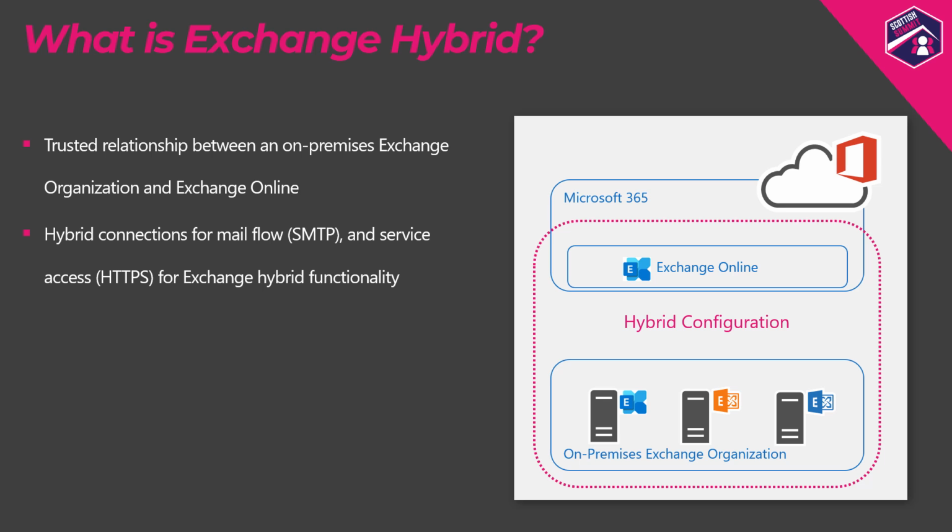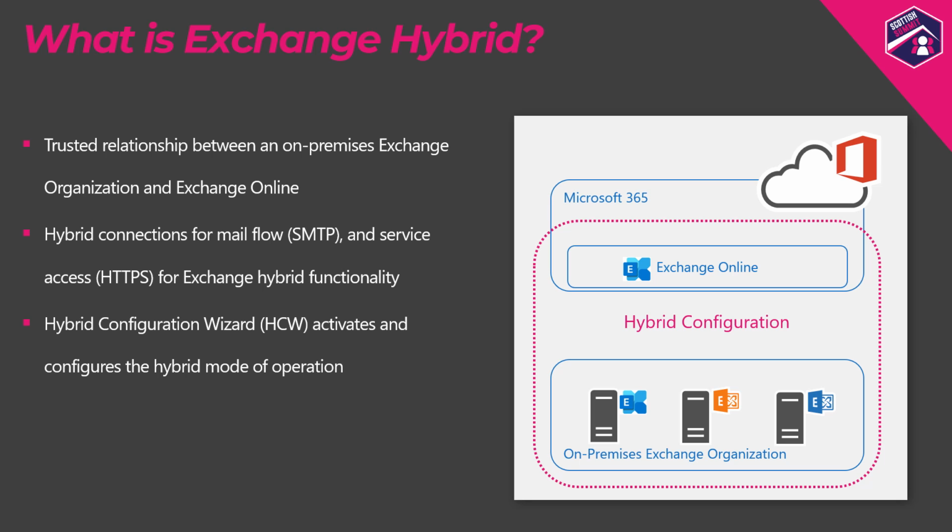The hybrid configuration itself consists of the hybrid connections required for mail flow, so the stuff that we transfer back and forth using the SMTP protocol, and the service access, so client connections between the two organizations based on the HTTPS protocol. Those connections are required for the so-called Exchange Hybrid functionality, let's say free and busy lookups, calendar lookups, mail tips, and so on.